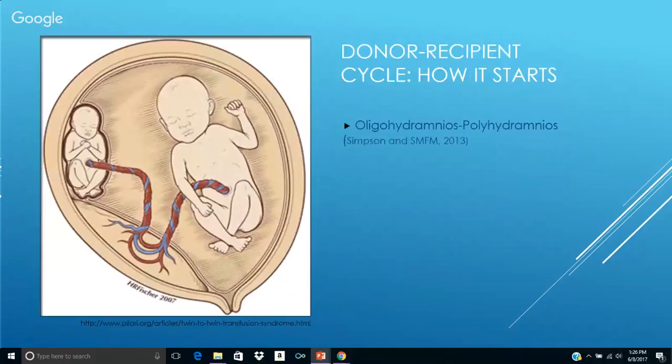So, how the donor-recipient cycle starts. We note that the unequal blood sharing begins allowing the twins to have oligohydramnios and polyhydramnios. This means that there's so little blood that the donor twin keeps that it's not able to make a big enough amount of amniotic fluid. And then this recipient twin's blood level and amniotic fluid level is sky high. It's above the 95th percentile.